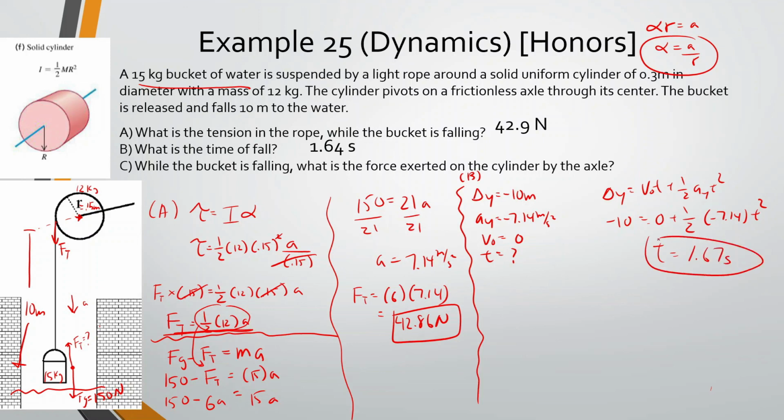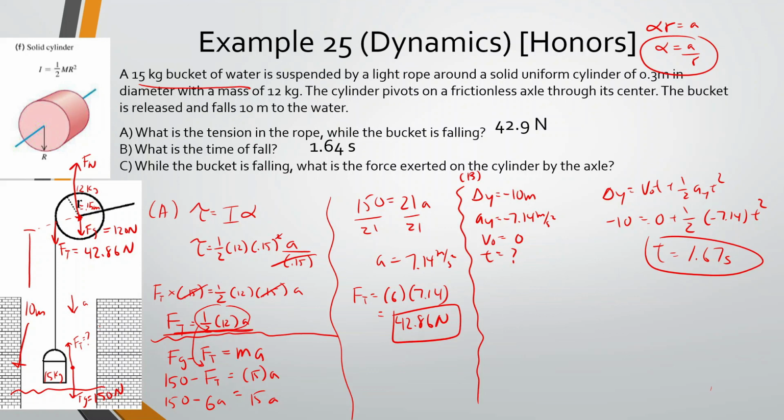1.67 seconds. While the bucket is falling, what is the force exerted on the cylinder by the axle? So this is where it gets a little bit confusing. Let's draw a free body diagram of this whole cylinder. So we see there's a force of tension here. We found that's going to be 42.86 newtons. We also know there's a force of gravity on this. That's going to be 12, so that's going to be 120 newtons. So then that means the axle, there's going to be a normal force that's holding it up, going up this way. And that's going to cancel out with 120 and 42.86.